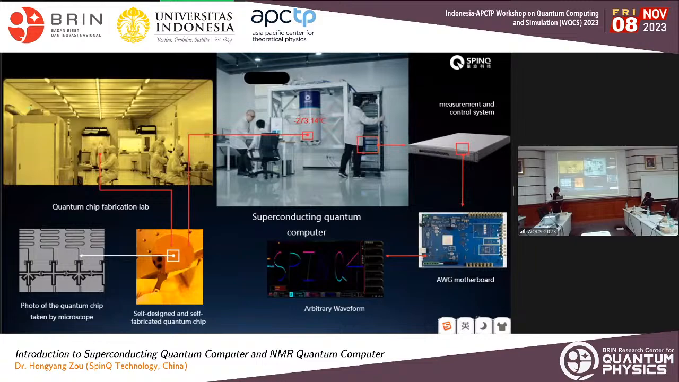And here is the whole machine, the whole superconducting computer, and over here is the measurement and control system, a unit, a drawer of the techniques. And here we take the arbitrary wave generator motherboard out. And what can we use it for? We can send out any signal you want.